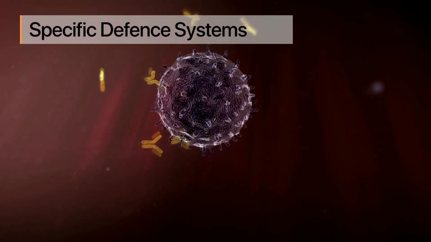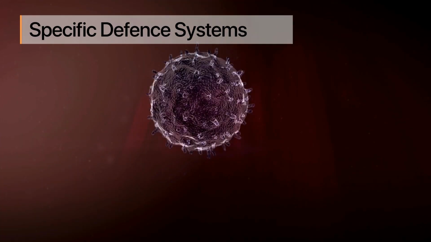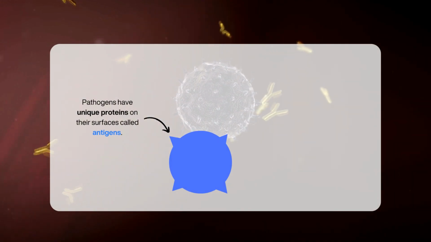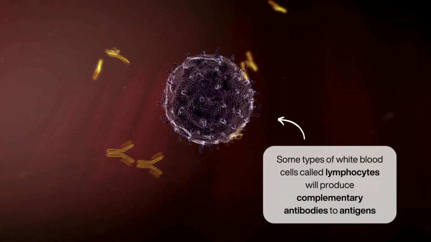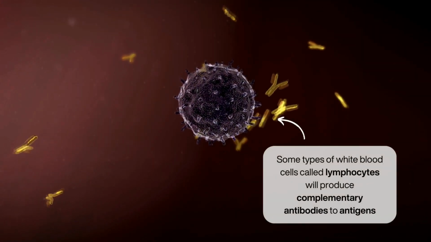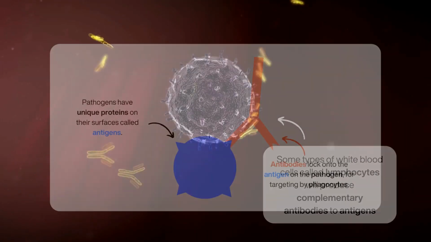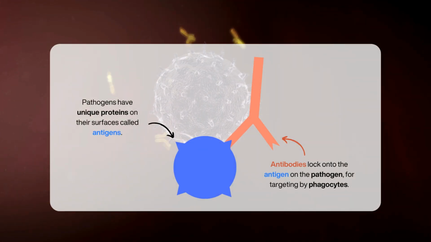The immune system's specific responses also work to target specific pathogens. Pathogens have unique proteins on their surfaces called antigens. Some types of white blood cell, generalized as lymphocytes, produce complementary antibodies to these antigens. These antibodies will lock onto the antigens of the pathogen, thus allowing them to be targeted by phagocytes.